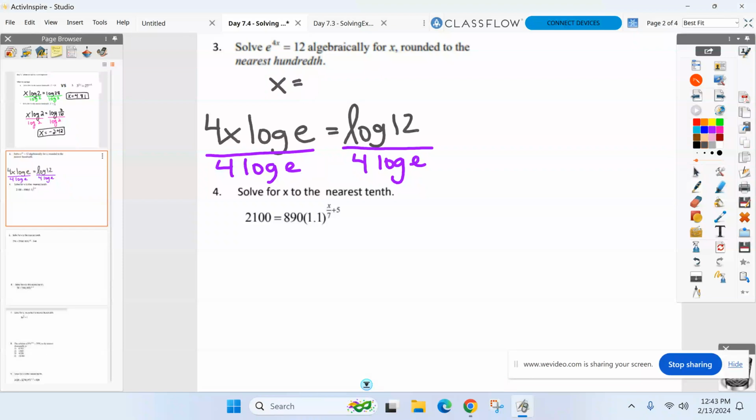So if you are not comfortable dividing it by the whole thing, okay, divide by log E, write out the decimal, divide by 4. .62? How's everyone looking? .62, any help on the calculator needed?